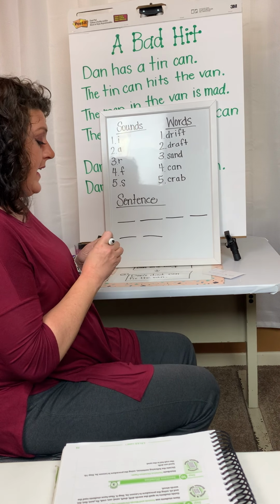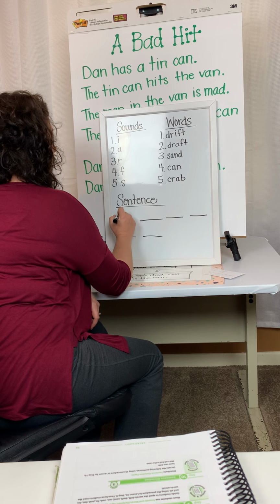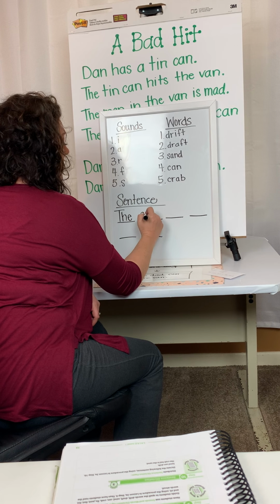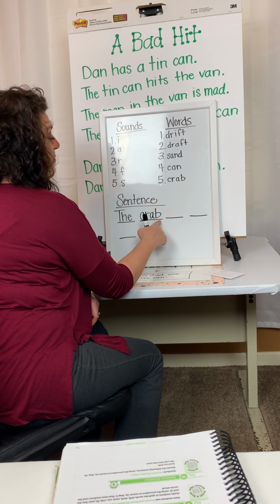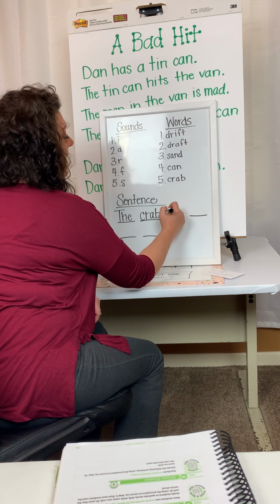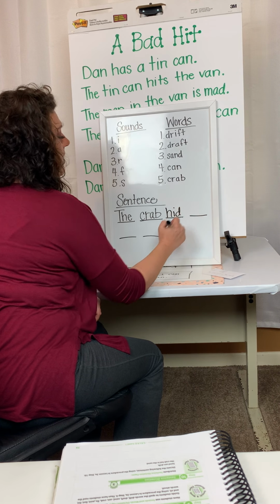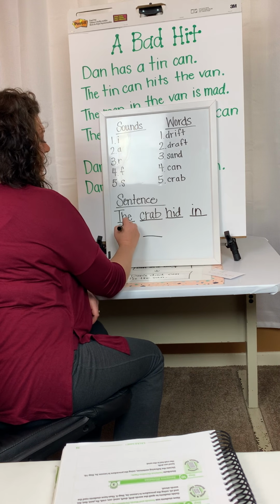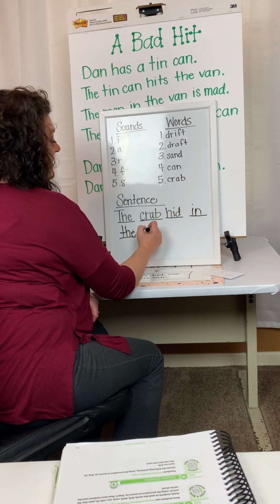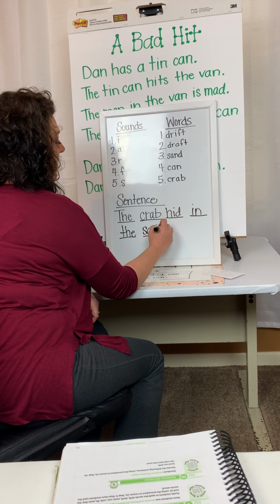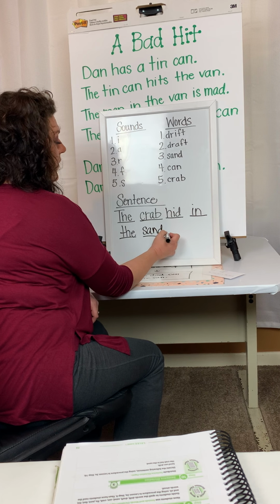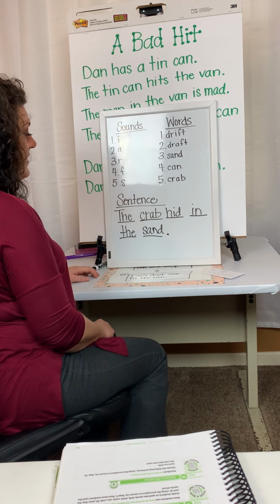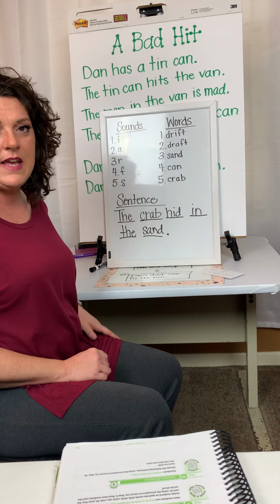All right, here we go. Let's check our sentence. We want a capital letter. The crab, C-R-A-B, make sure your B is going the correct way, hid, in, the sand. Make sure you've got that D in there again. Make sure your D's going the correct direction. And make sure you have a period at the end of your sentence. So the crab hid in the sand.